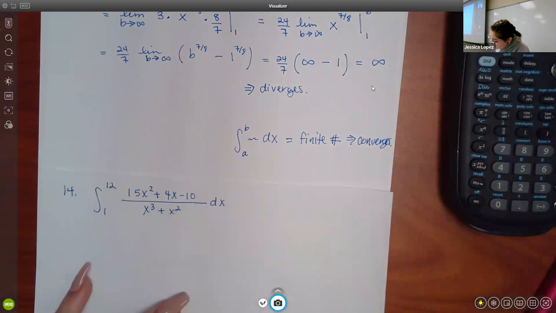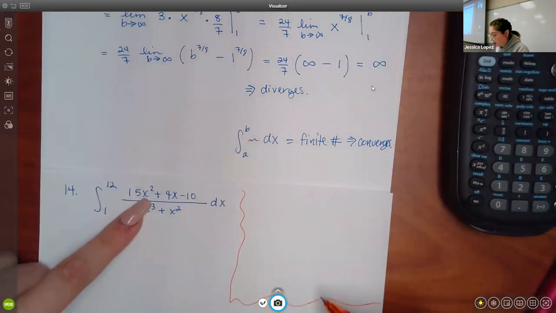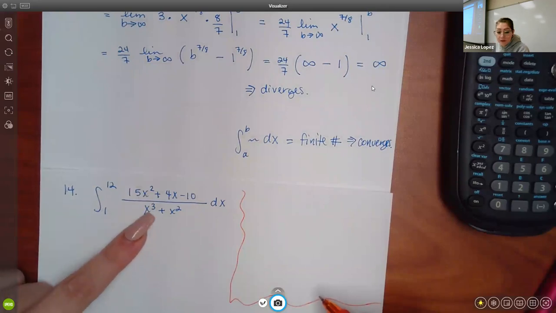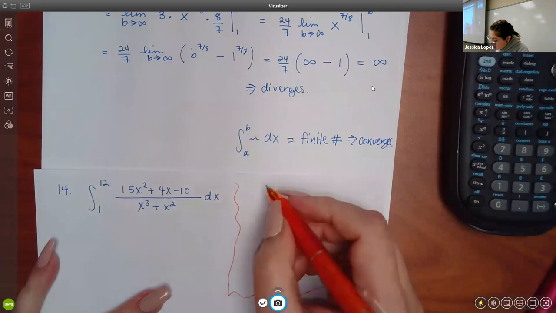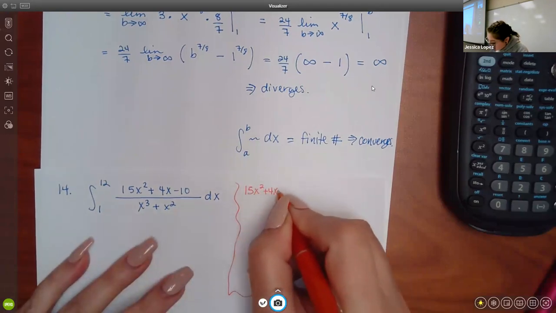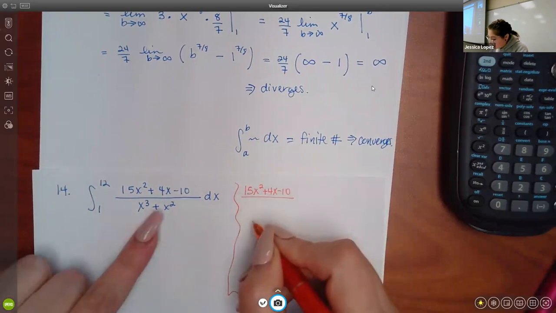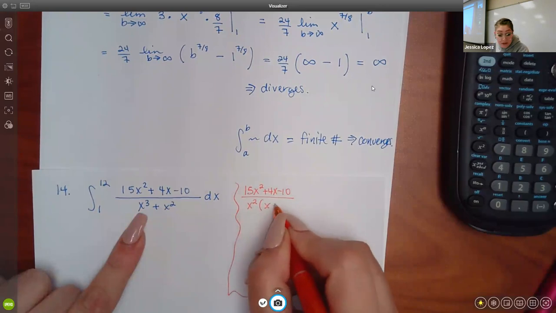So if I scribble over here on the side, this one is proper, right? The big power on the top is smaller than the big power on the bottom. So I don't need to do the long division stuff. But what I do need to do is factor that denominator. So I can factor out a common factor of x squared, and that would leave me with x plus 1.